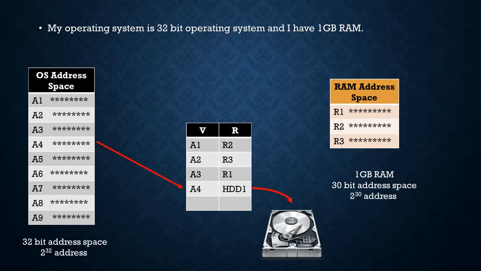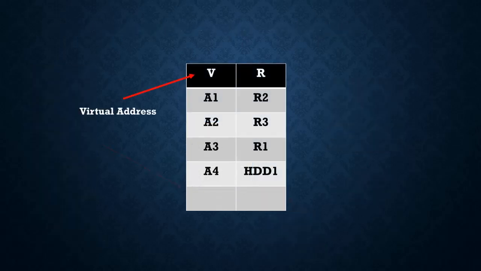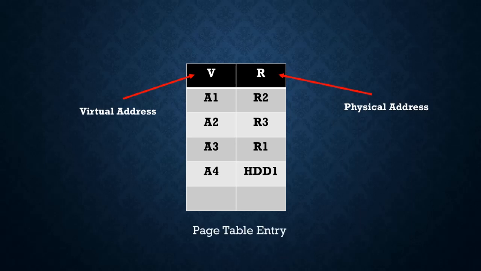Now look at this, even though I don't have enough memory space, I can run my program smoothly. Why? Because I'm writing to the hard disk as well. Now look at this. This is the virtual address. This is the physical address. This table we call the page table entry.